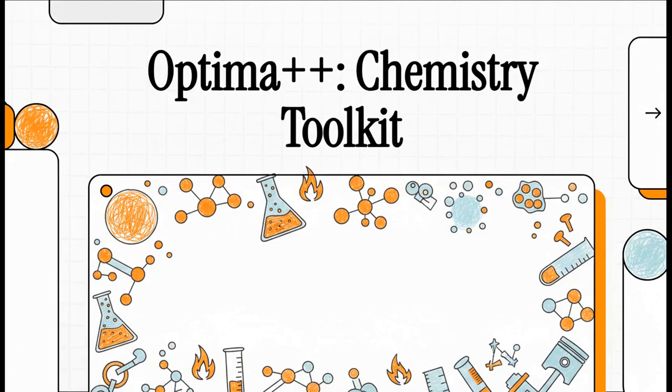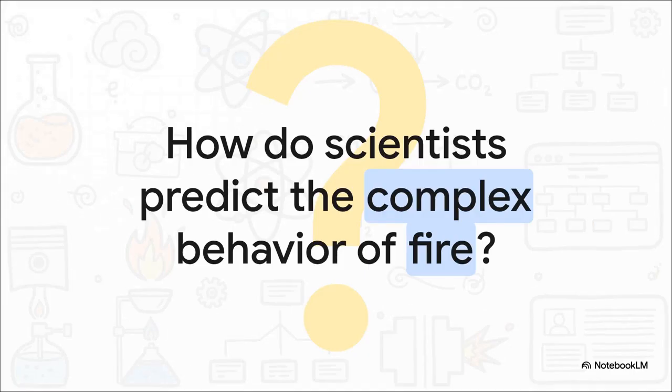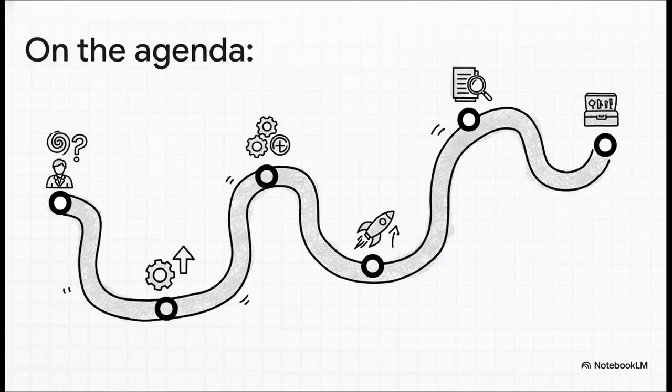So how do scientists predict something as complex as fire? Well, today we're looking at Optima++. It's a huge challenge. It involves massive data sets and these super complex chemical models. So here's our game plan. We'll look at the problem and how this software tackles it.